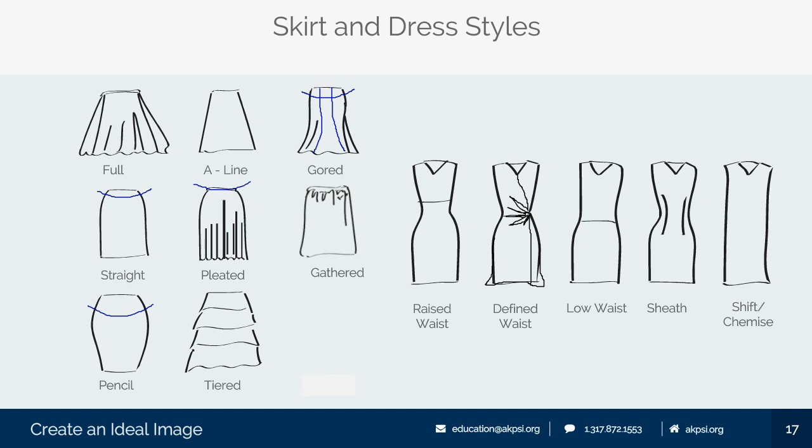And as far as the dresses go, for her, for Muniza, the defined waist, whether that's a wrap dress or something of that nature, is going to be her ideal shape.